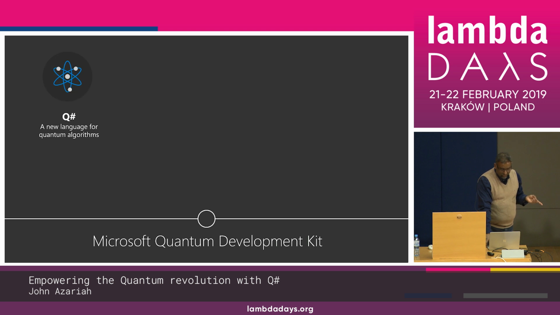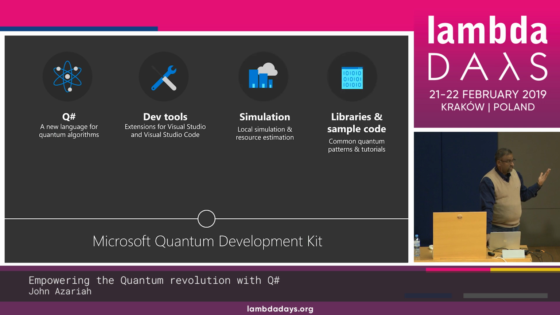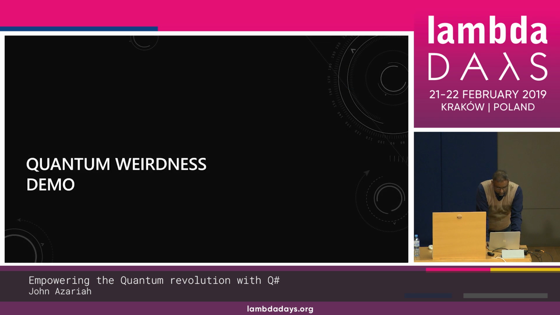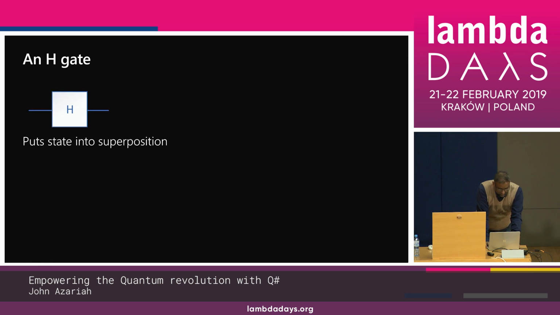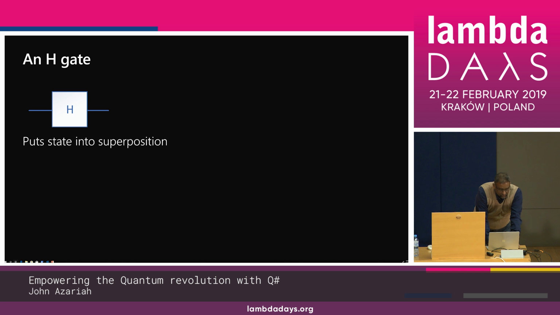So this is the tool chain that is now available. We have a language, we have some dev tools, a simulator, and libraries that you can download. And I'm just going to take a look at this quantum weirdness thing, which is a good way to end the talk. So let me see if I can bring this up.